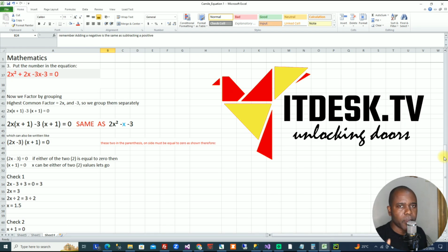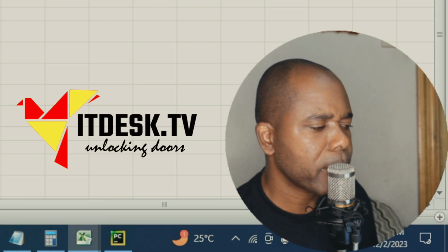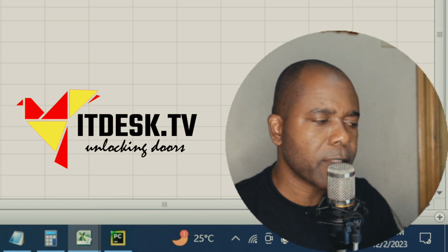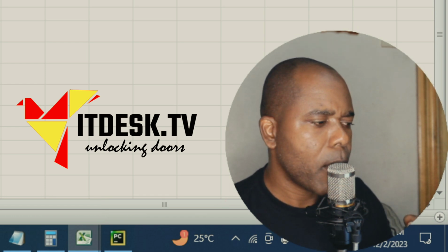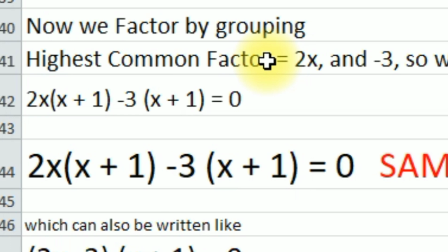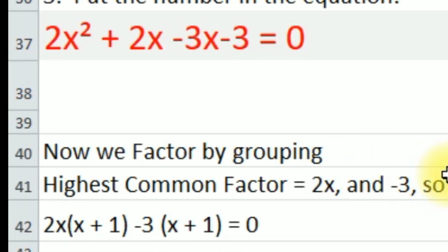Now we factor by grouping. That's what we're trying to do. The highest common factor in this equation, 2 is the highest common factor for the first two terms, and for the second set it would be minus 3. That's the highest common factor. So we have to group them separately. And this is what they look like when they're grouped separately.